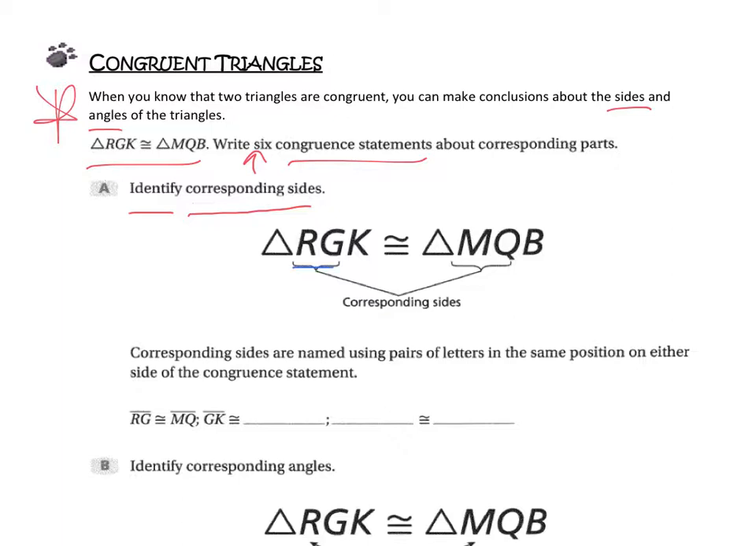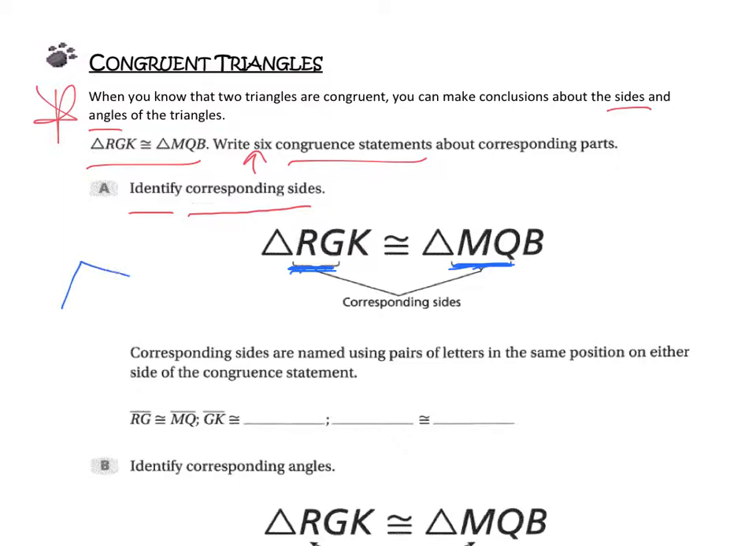if I have segment RG, it's going to be congruent to segment MQ. The order is important. If I have these in the wrong order, we will be saying that two segments are congruent when they really are not, so they have to be corresponding. What does that mean by corresponding?